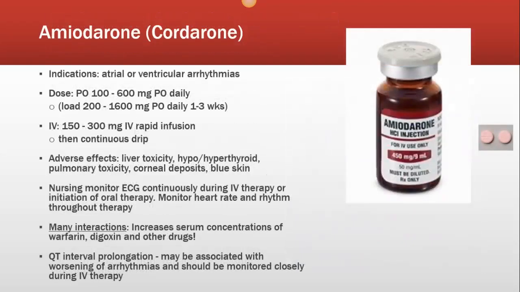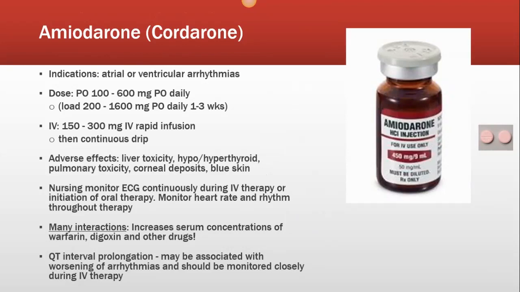Now, amiodarone, the indications for this are atrial or ventricular arrhythmias. Dose, usually 1 to 600 PO daily. Low dose, 200 to 1600 milligrams PO daily for 1 to 3 weeks. So it takes a couple of weeks to get these people loaded up and therapeutic with the amiodarone. IV-wise, we can give it 150 to 300 milligrams IV push, IV rapid infusion, and then we'll do a continuous drip.